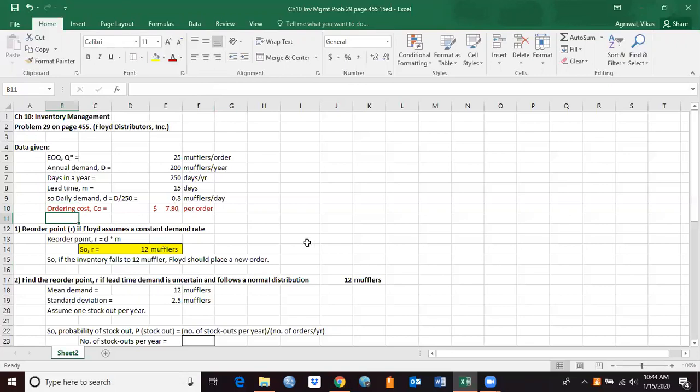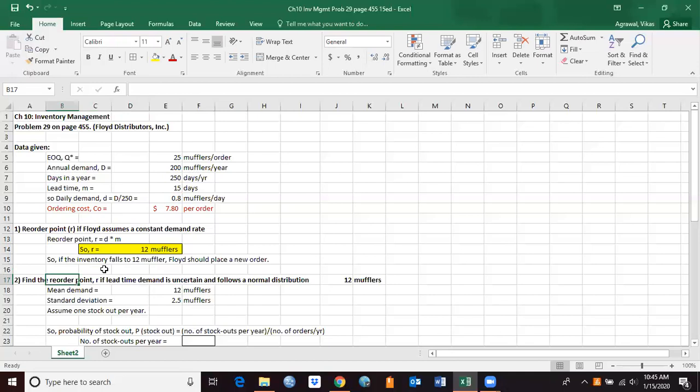First, we need to find the reorder point if Floyd assumes a constant demand rate. That means demand is not changing on a daily basis, and demand is also constant during the lead time. So the formula of the reorder point is very simple here. R equals d times m, where m means lead time and d means daily demand. That gives me 12 mufflers. So I can do that calculation: daily demand times lead time of 15 days, and that's going to give me 12 mufflers.